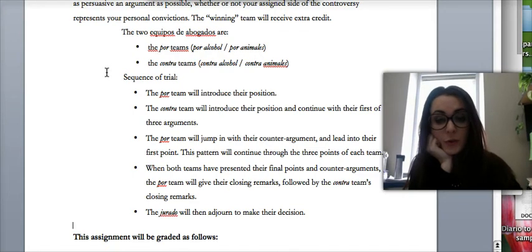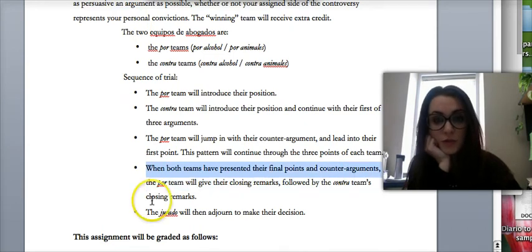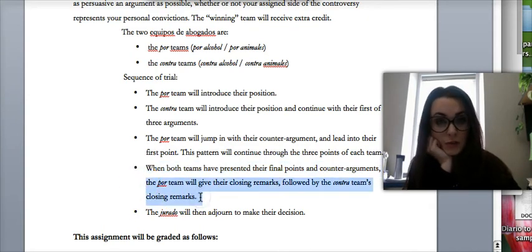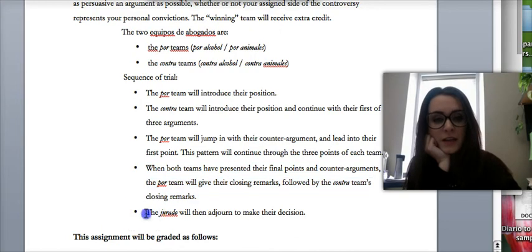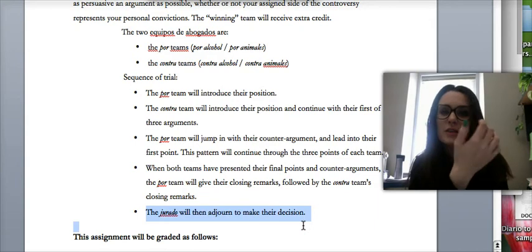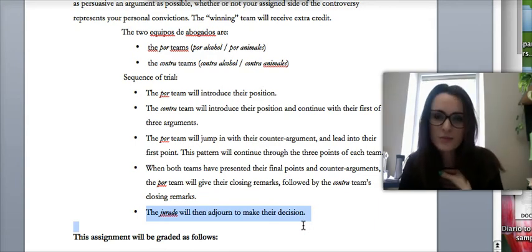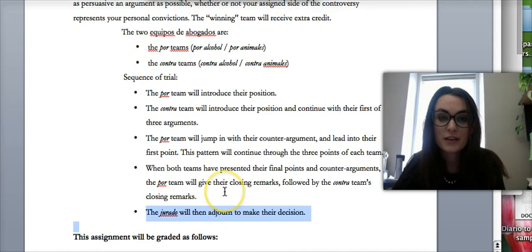And the pattern is going to continue for each of the three arguments. And when both teams have presented their final points and their final counter arguments, the por team will give closing remarks, followed by the contra team's closing remarks. And then the jurado is going to adjourn to make their decision. I will not be on the jury, but it will be a jury of your peers, literally your peers, that will be deciding your fate.